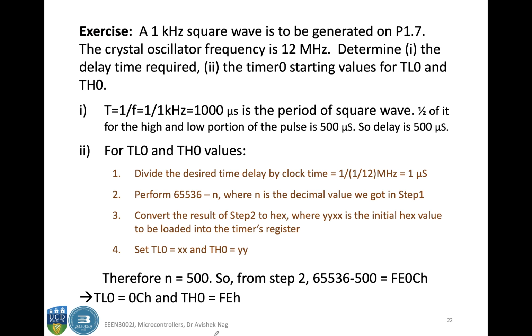Now let's look into this problem from another angle. Let's say you want to generate a square wave with a given frequency. That frequency is given to you, which is 1 kilohertz, and you know the crystal oscillator frequency, which is 12 megahertz. Now find out the delay time required and the timer 0 starting values for TL0 and TH0.